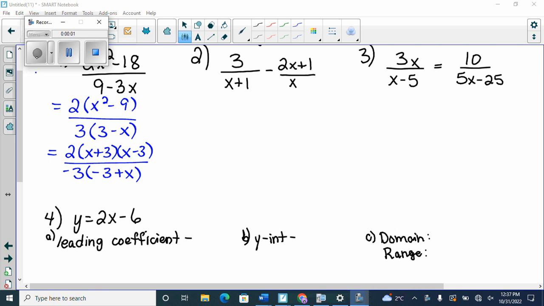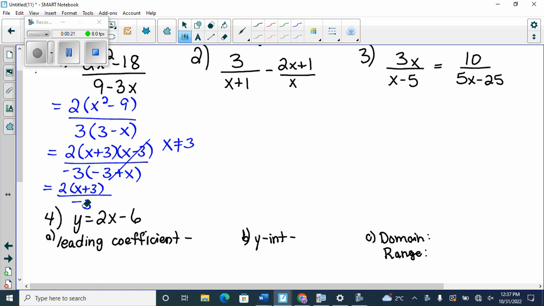Now these match. Before they match, we have to state NPVs. So we have x can't equal 3. So these cancel, and we get 2x plus 3 over negative 3. Now if you had negative 2x plus 3 over positive 3, that's the same thing.